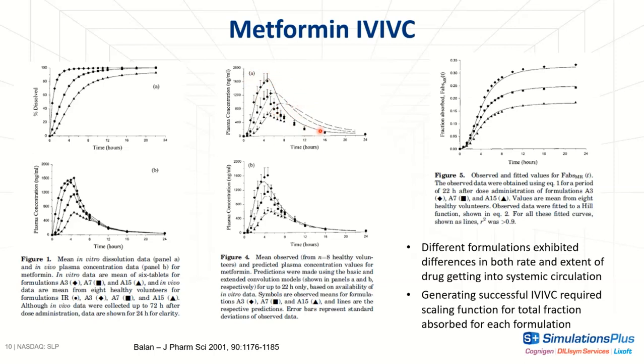And in order to get around that problem, they had to create an additional relationship. So not only relating the in vitro release profile to the in vivo absorption profile, but also relating the in vitro release profile to the extent of the in vivo absorption, and creating an additional empirical relationship to scale the maximum fraction absorbed related to the rate of dissolution. And that would then allow them to create a nice predictive IVIVC.